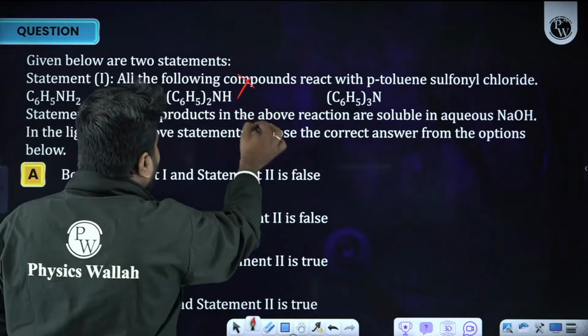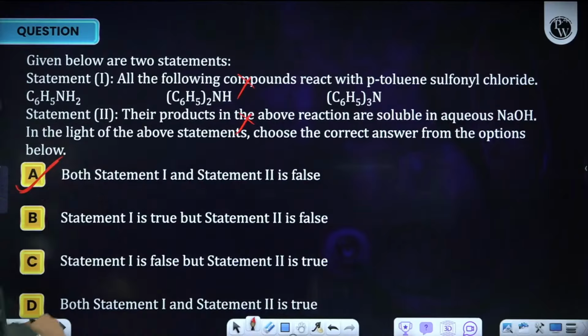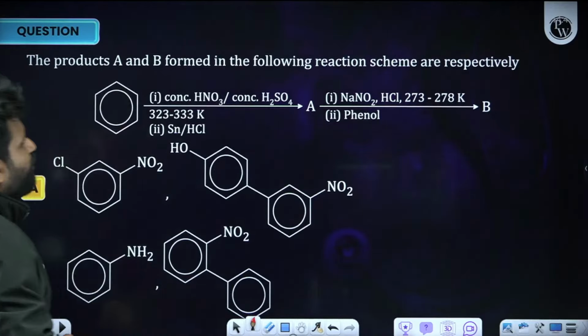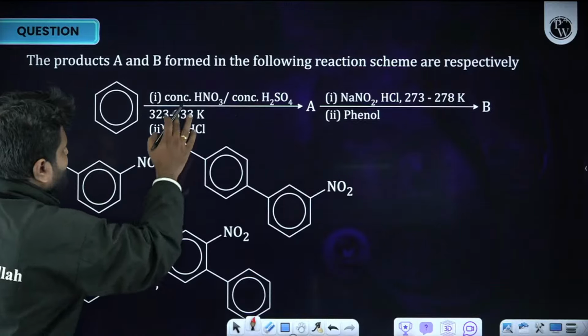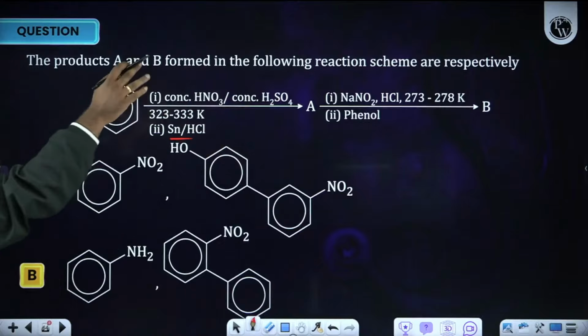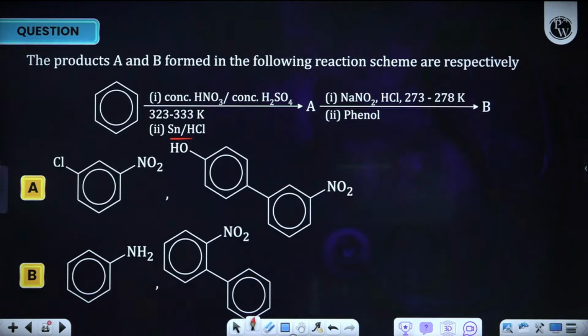Both statements are false. Yes, option A is the right answer. Products A and B formed in the following reaction. First nitrating mixture followed by tin HCl, then NaNO2, diazotization, next reaction is with phenol. What will be getting formed?